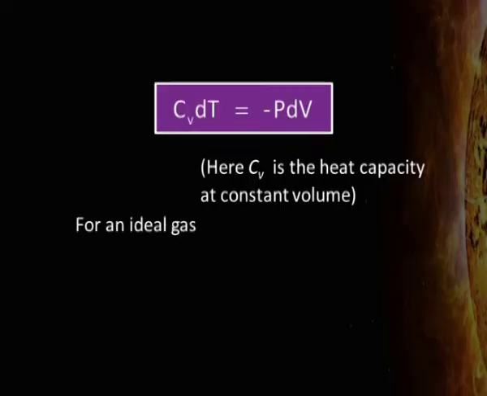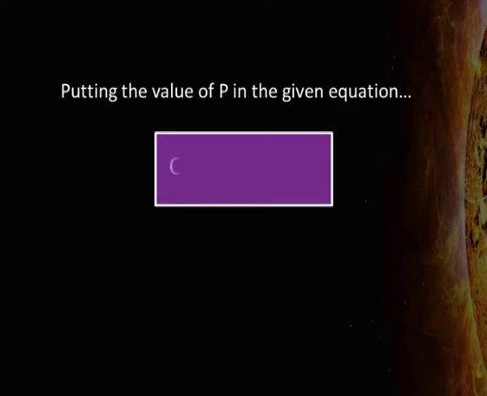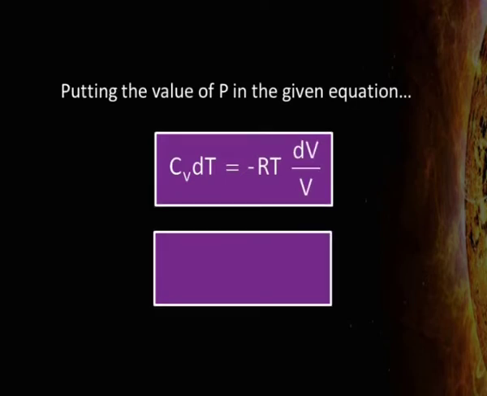For ideal gases, you know that for 1 mole of the gas, PV is equal to RT, or we can say that P is equal to RT by V. Putting the value of P in the given equation, we will get Cv dT equal to minus RT dV divided by V. Rearranging this equation, we will get Cv dT by T equal to minus R dV by V.